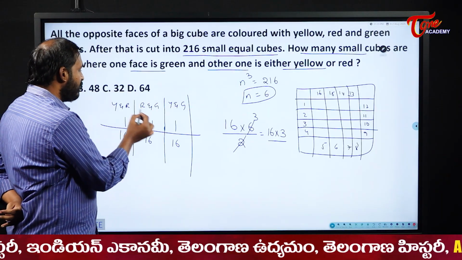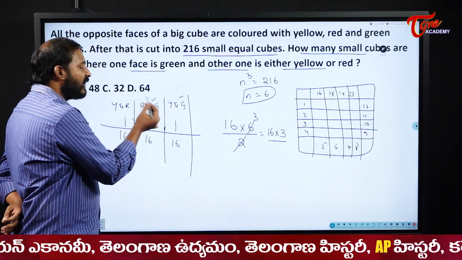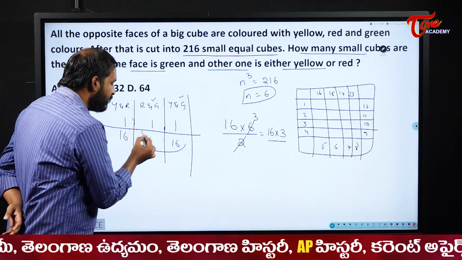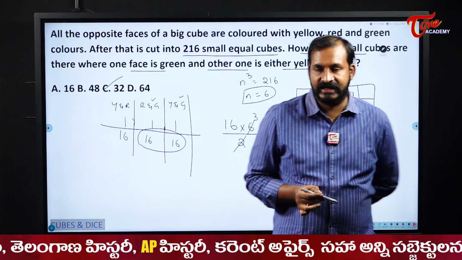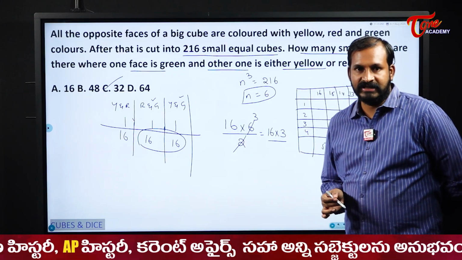Now where do I have green? Here and here. And the other can be either red or green. So total how many in number? 32. So my answer here becomes what? 32. My answer here becomes 32.